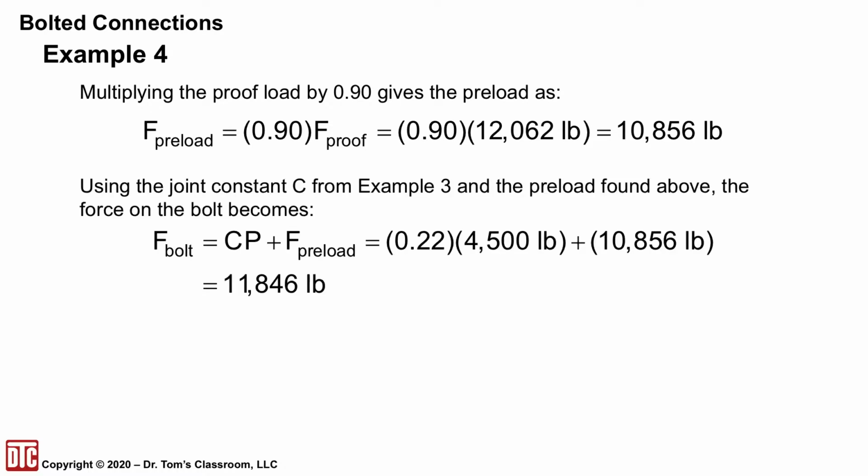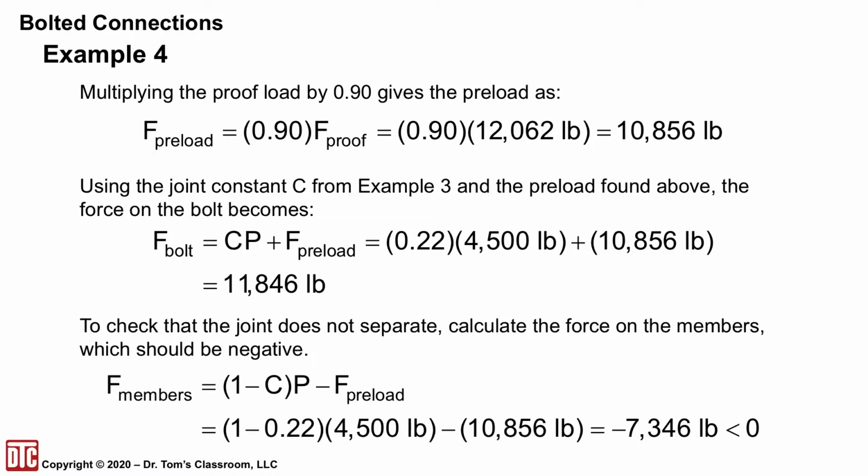And if we use the joint constant from example 3, the force on the bolt is C times P plus the preload, so 0.22 times the 4,500, P being the 4,500, plus the 10,856 gives us 11,846 pounds as the force on the bolt. Now, as we said, we need to always check to make sure that the force on the members comes out to be negative, and it does. It's (1 minus C) times P minus the preload. If you do that arithmetic, you get minus 7,346, which is clearly less than 0. So we're okay in that department.